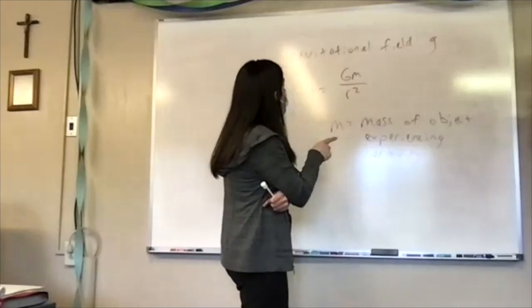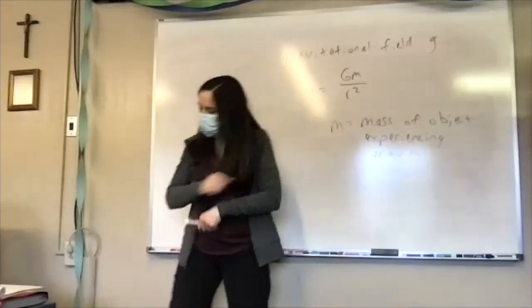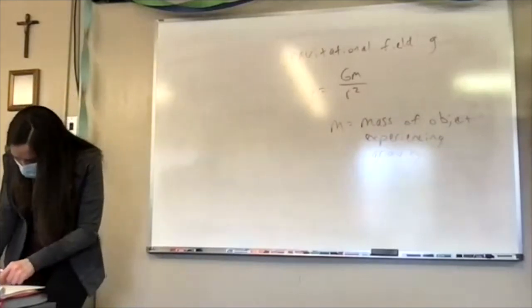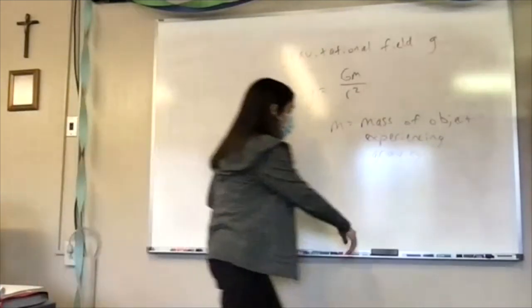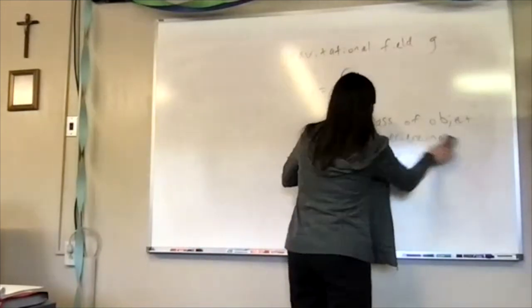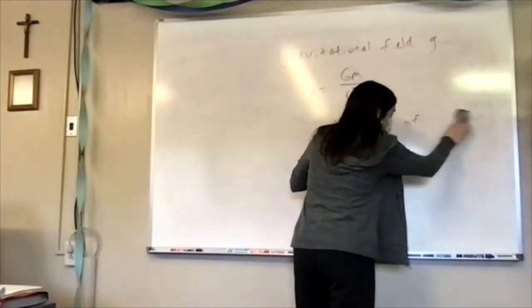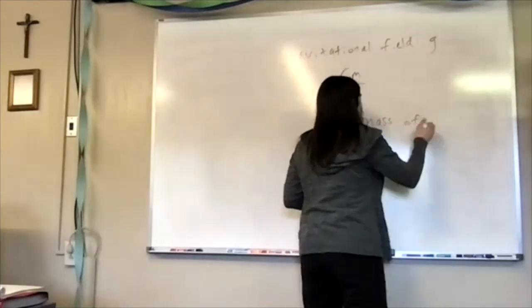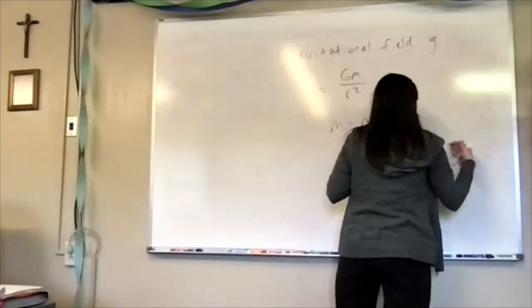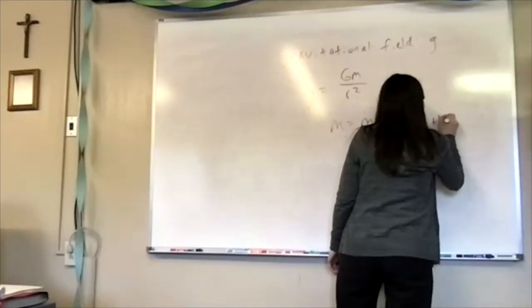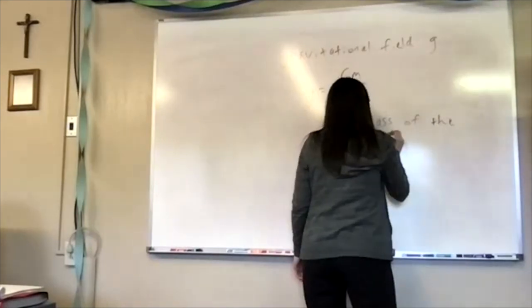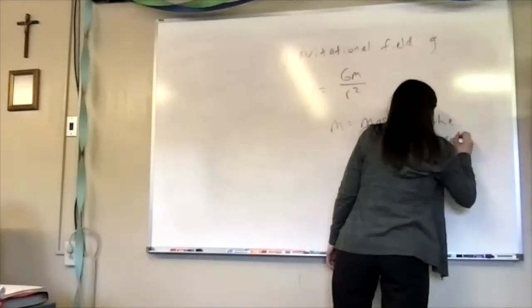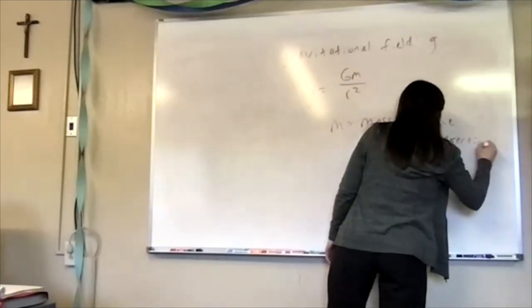Wait, I'm sorry, did I do that? Why did I write it down like that in my notes? That's strange. No, I'm sorry, I was looking at something else. It's not the mass of the object experiencing gravity. It would be the bigger object. So it would be Earth, for example. I'll just say the large body that exerts gravity on the smaller object.